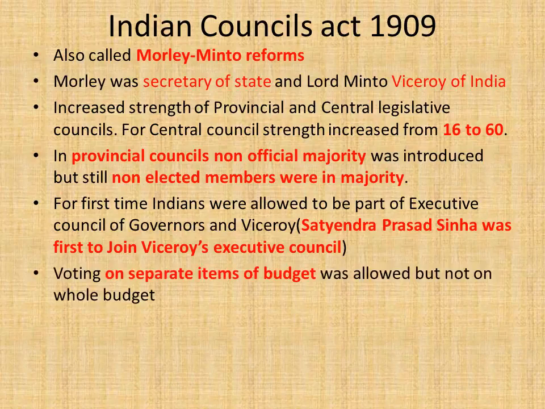Next, voting on separate items of the budget was allowed, but not on the whole budget. As we have already discussed in the Act of 1892, Congress had started demanding voting on the budget, and they had started saying that there should be no taxation without representation. So the government had to give in to the demands of the Congress, and voting was started through this act. The whole budget was still not allowed to be voted on, but separate items of the budget could be voted on now.